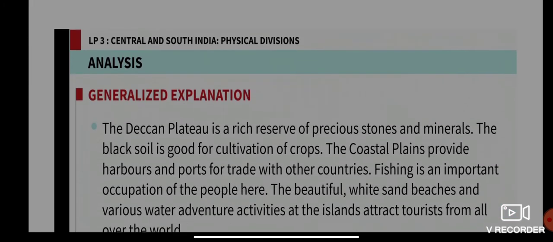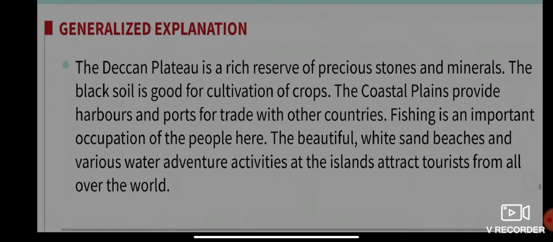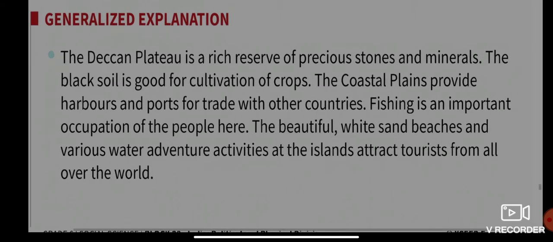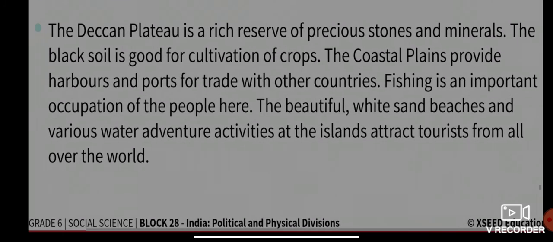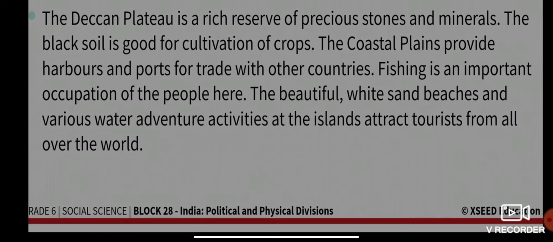Alright, so see, listen carefully, okay? The Deccan Plateau, we know, is a rich reserve of precious stones and minerals. Alright, so you'll find that in Deccan Plateau. The black soil is good for cultivation of crops. Also the coastal plains provide harbors and ports for trade with other countries. Alright, so they are important for India. Similarly, fishing is an important occupation of the people living in the coastal plains.